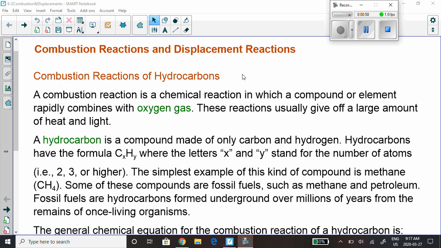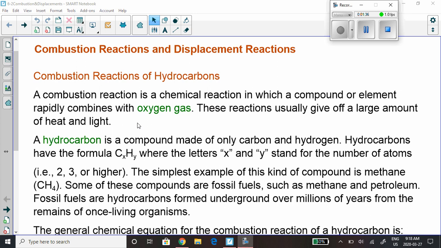Okay, well today we're going to be doing combustion reactions and the two types of displacement reactions. So, combustion reaction. The whole idea here is that we're burning something in oxygen. A combustion reaction, a fancy way of saying burning, is a chemical reaction in which a compound or element rapidly combines with oxygen. Rapidly combine, it's going to burn. Sometimes it burns slowly, sometimes it burns quickly in an explosion, but it's a burn.